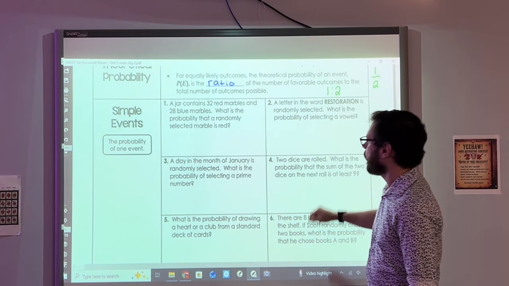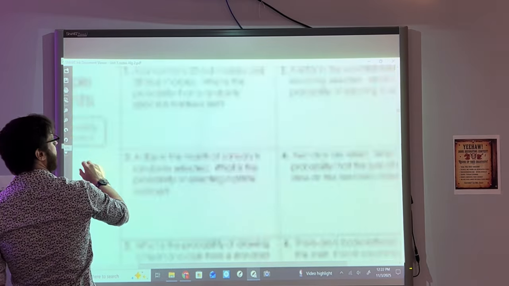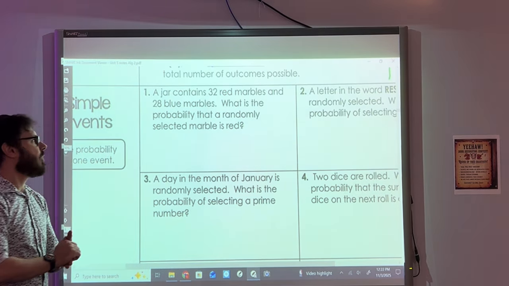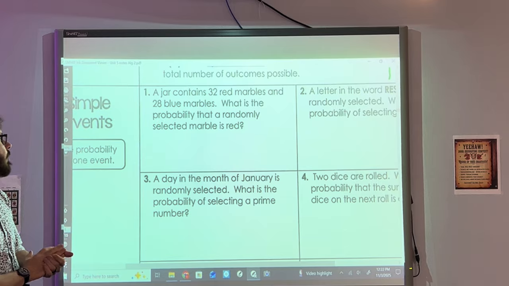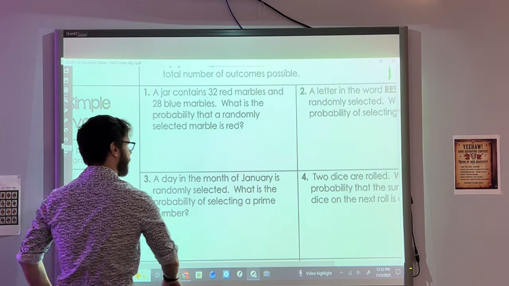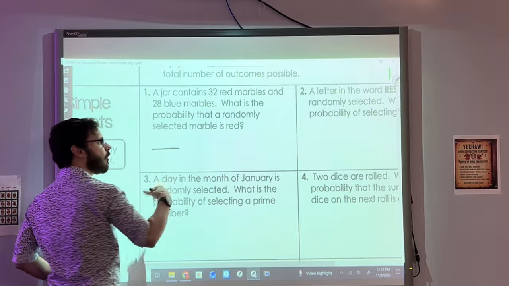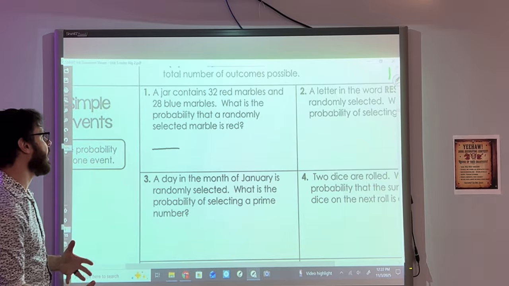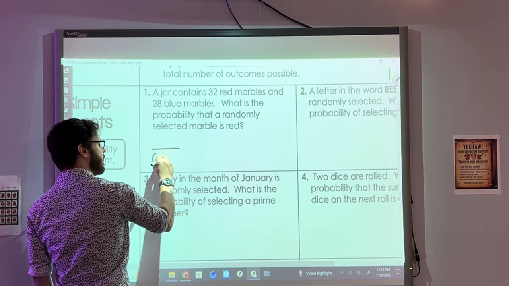Okay. All right, sample space of events with simple events. A jar contains 32 red marbles and 28 blue. What's the probability a randomly selected marble is red? All right, well, let's figure out our denominator. Let's figure out the total amount of marbles in this bag. 32 and 28 make 60.